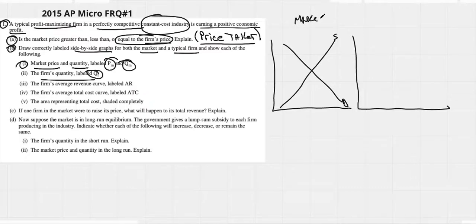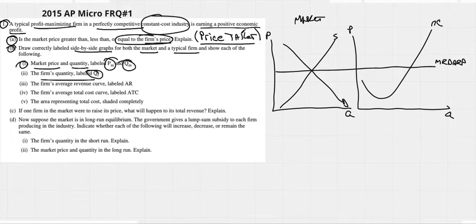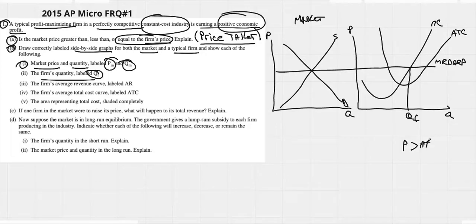Here's our market. Price and quantity on the axes, don't forget that. Price and quantity, straight across, price taker. So your MR equals D equals AR curve is that price, your marginal cost. Now, they are saying that we're making positive economic profits. So here's profit max, that's the quantity, QF. We know we've got an ATC that is below the price. The price has to be greater than our ATC so that we have positive economic profits.